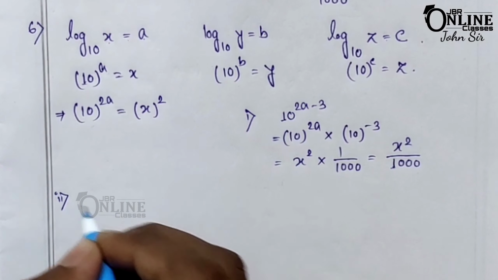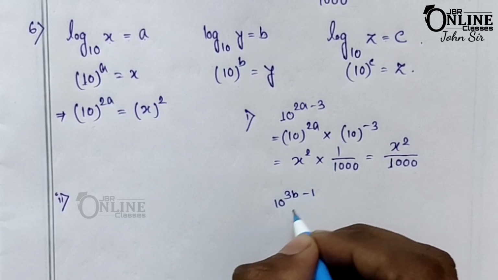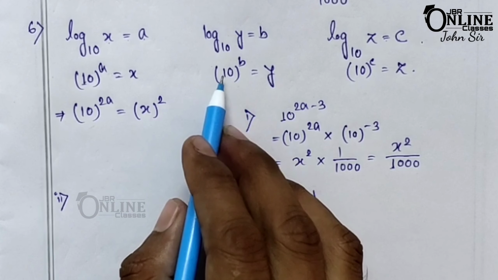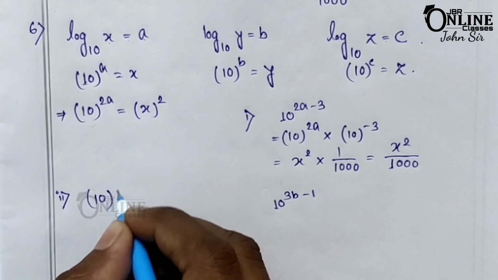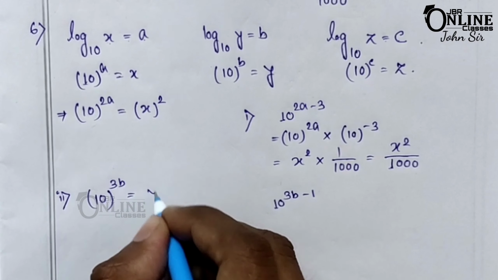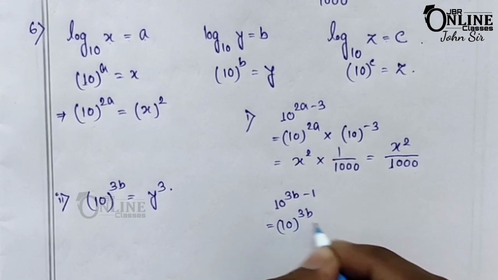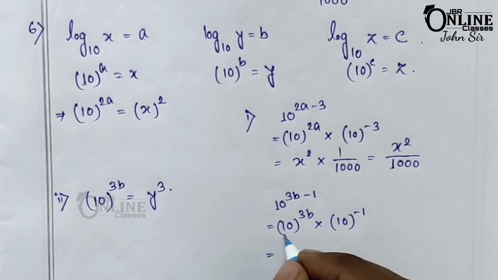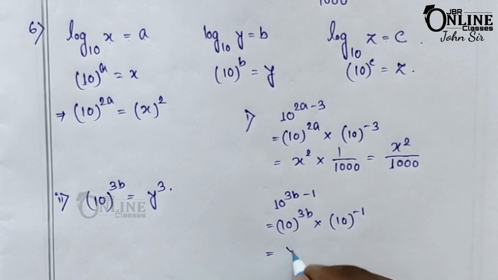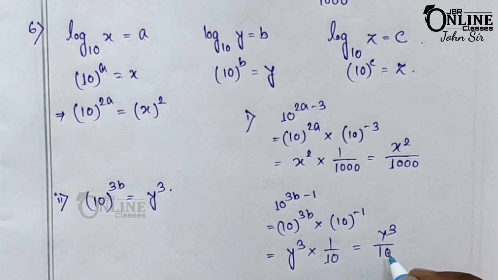Now second one, write down 10 to the power 3b minus 1 in terms of y. Here 10 to the power b equal to y. If you cube both sides, 10 to the power 3b equal to y cube, and 10 to the power 3b into 10 to the power minus 1, so instead of 10 to the power 3b you can write y cube, and 1 by 10. So that will be y cube by 10.